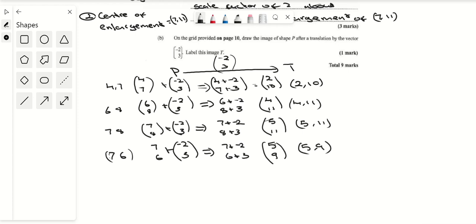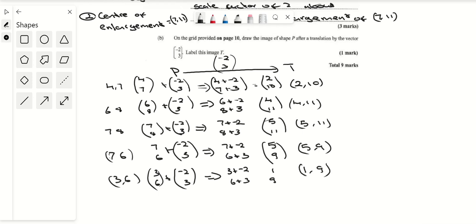Right, then we have 3, 6. 3 on top, 6 at the bottom, plus minus 2, 3. Right? This would be equal to 3 plus minus 2 and 6 plus 3, which is 1, and 6 plus 3 is 9. Right? So the coordinate for that would be 1, 9.